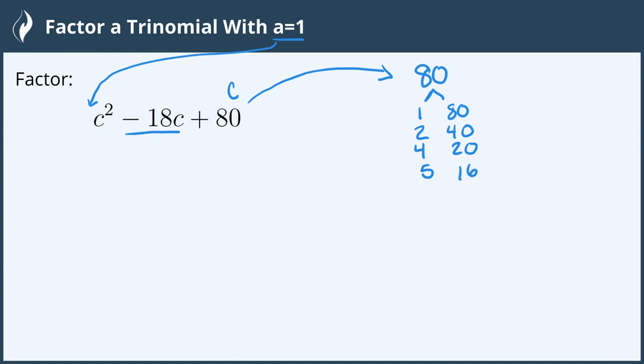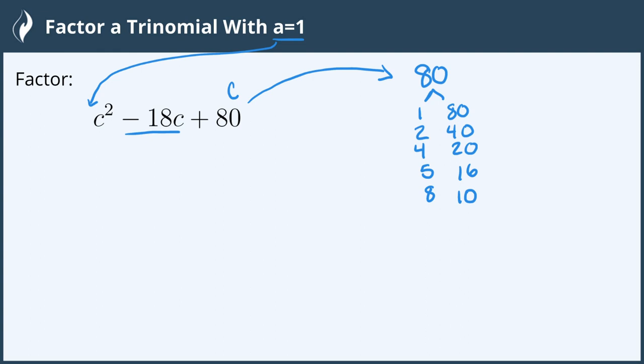16 times. 6 does not go into 80, and 7 does not go into 80 evenly, but 8 goes into 80. 8 times 10. And 9 doesn't go into 80, and if I were to continue going, it would be 10, and 10 then moves me to 10 times 8, and I start working back down the list that I already started, so I know I'm done.